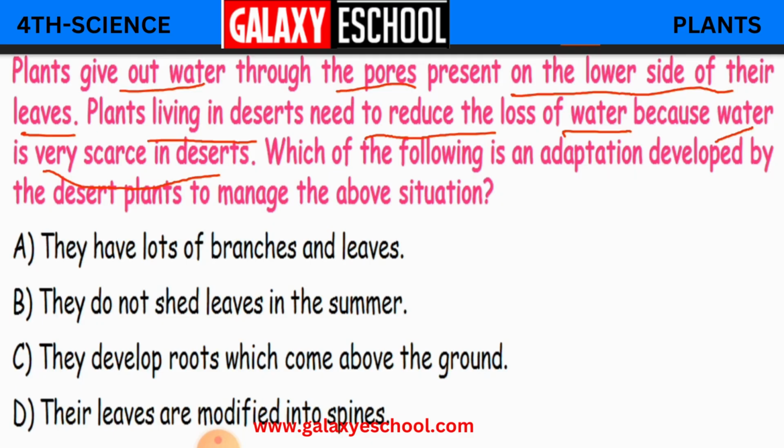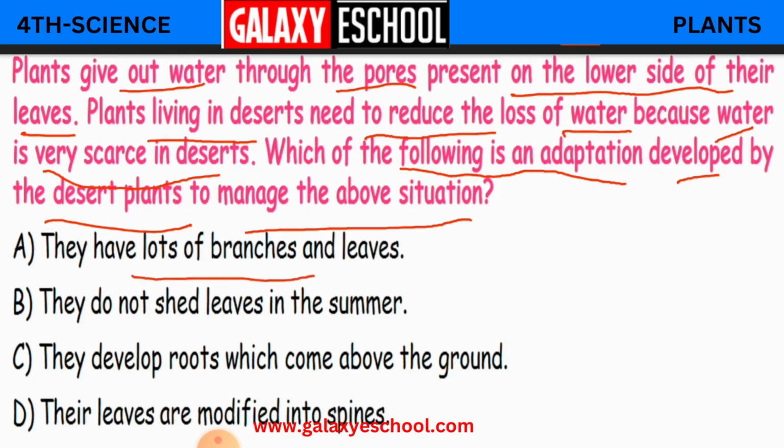And which of the following is an adaptation developed by the desert plants to manage the above situation? Now, how are these desert plants adapted to live in this situation? The A option is they have lots of branches and leaves. B, they do not shed leaves in the summer. C is they develop roots which come above the ground. And D, that is their leaves are modified into spines.